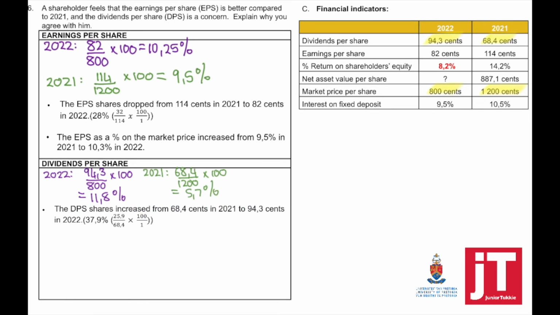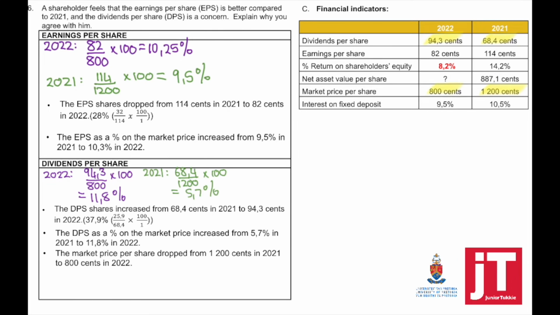So when we're commenting now, we're going to start with the dividends per share increased, and you make sure that you quote the figures from 68 to 94.3. So it's from 68.4 to 94.3, which is a 37.9% increase. But if we look at the dividends per share as a percentage on the market price, you would take note that it also increased from 5.7% to 11.8%.